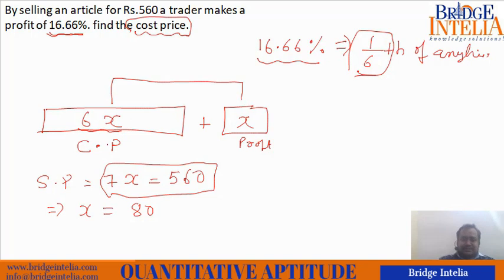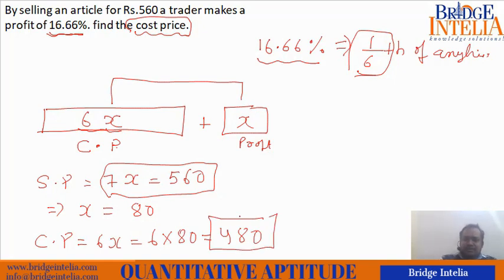So what is the cost price? Cost price is equal to 6x, which is 6 into 80, equal to 480 rupees. Let's take the next example.